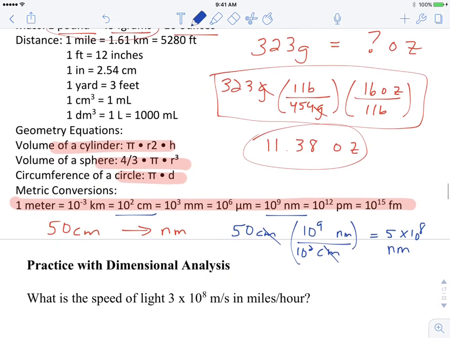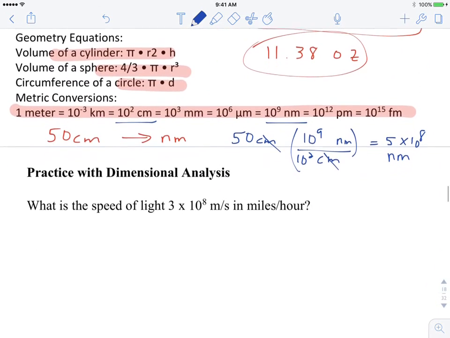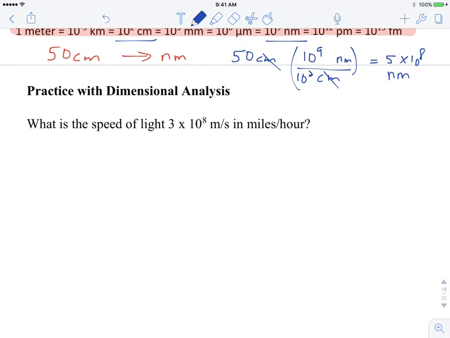Let's try a little bit more difficult problem here. Practice with dimensional analysis. What is the speed of light, 3 times 10 to the 8 meters per second, in miles per hour? So now I have this huge number, 3 times 10 to the 8 meters per second, over seconds, over 1 second.